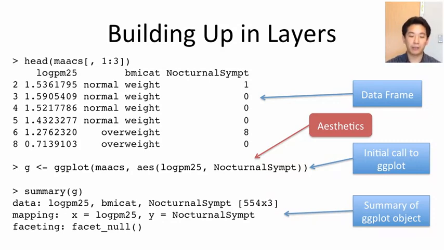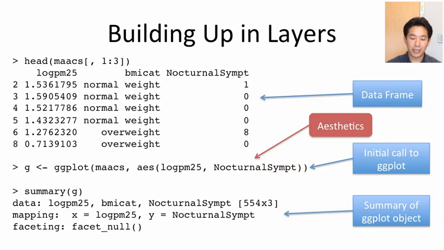First we start with the data. Here I've got a little excerpt of the data frame, and you can see that there are 3 variables. There's log PM 2.5, there's BMI category, which has 2 levels, normal weight and overweight, and then the number of days with nocturnal symptoms, which is a number between 0 and 14 because it's over the last 2 weeks. The data are very important in any ggplot graphic because almost everything that you put on the plot can be thought of as some sort of data.